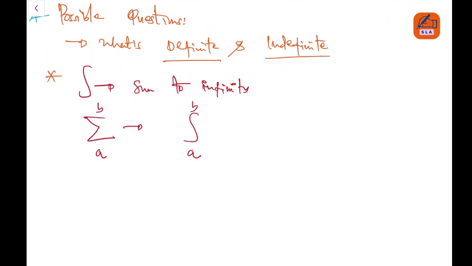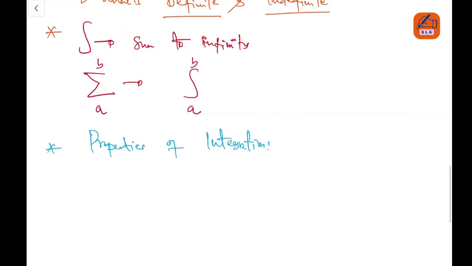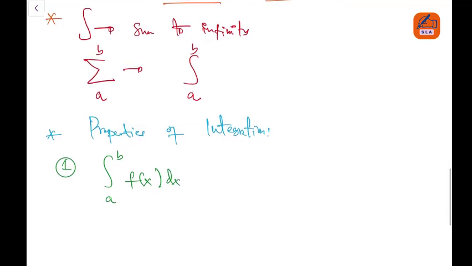Kwa hiyo saizi sasa tuje tuone some properties of integration. Properties of integration. So ya kwanza, let's see the basic properties of integration. Ya kwanza kabisa, for example, when you find the integral from A to B of f(x) dx, this means what? This one leads to a certain function, let's say capital F of x, bounded, enter your limits from A to B. That is the meaning.